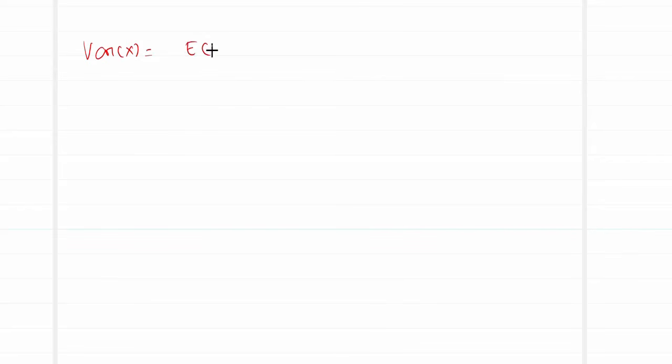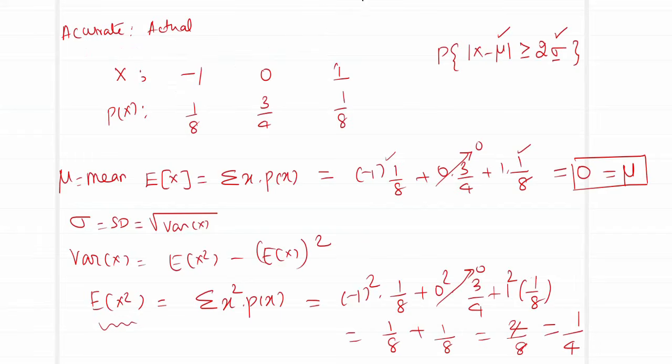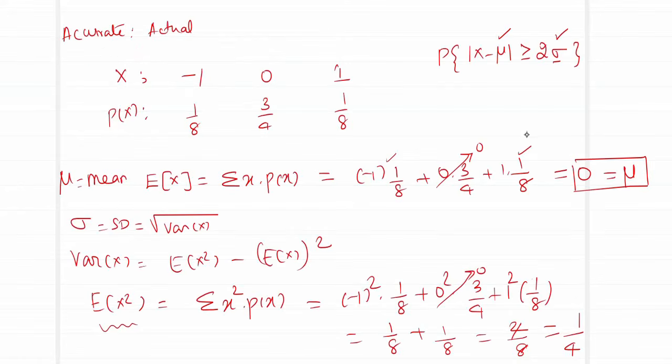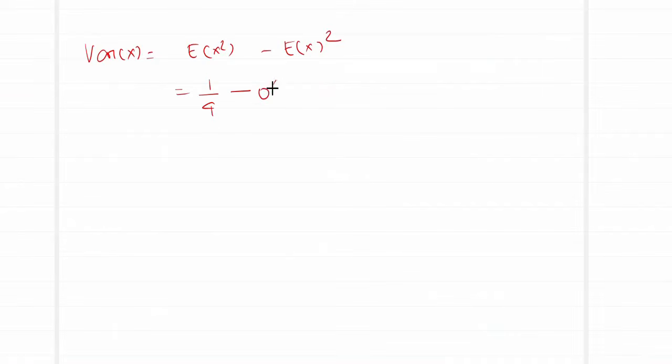It is E of X square minus E of X the whole square. The value for E of X square was 1 by 4, minus what was the value we obtained for E of X? It was 0. So we have variance of X to be equal to 1 by 4. That is, sigma square is 1 by 4.